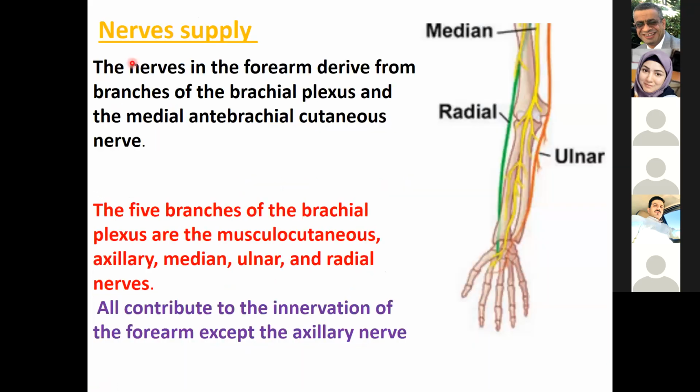The nerve supply. The nerves in the forearm derive from the branches of the brachial plexus and the medial brachial cutaneous nerve. The 5 branches of the brachial plexus are musculocutaneous, axillary, median, ulnar, and radial nerves. All contribute to the innervation of the forearm except the axillary nerve. These are the median, radial, and ulnar nerves.